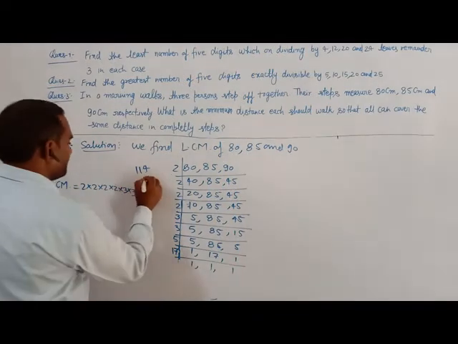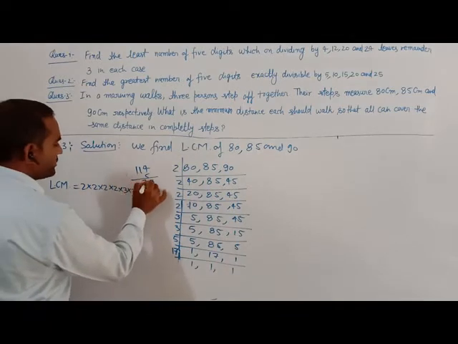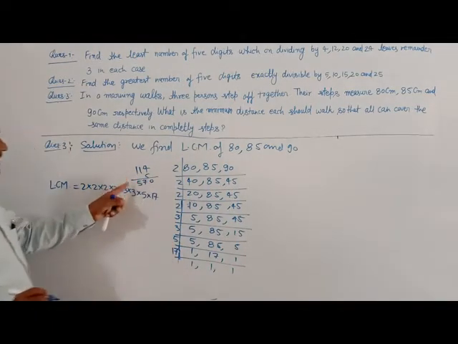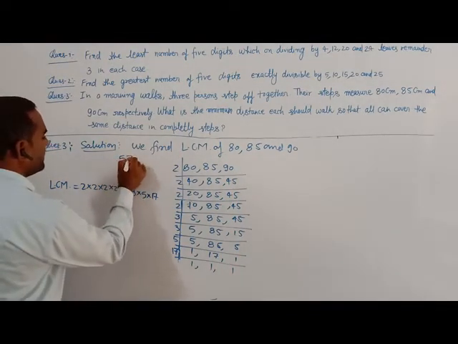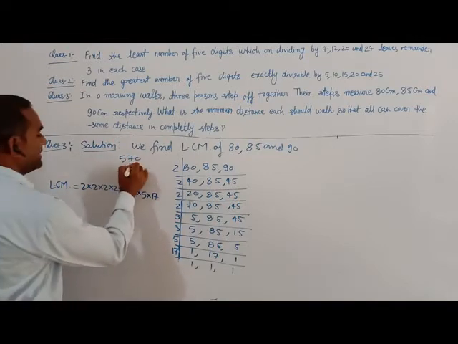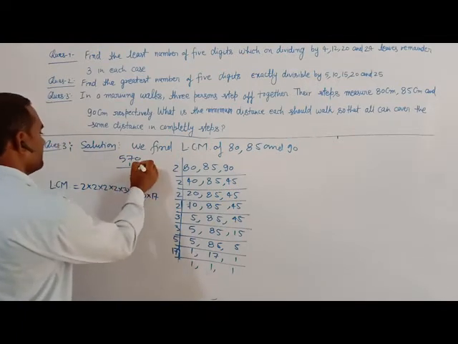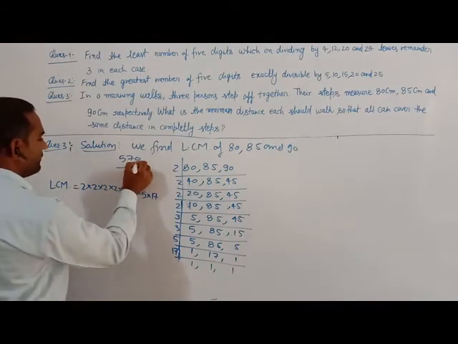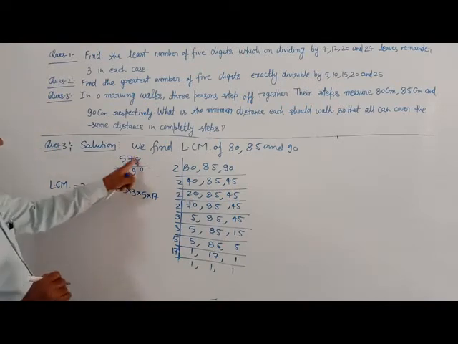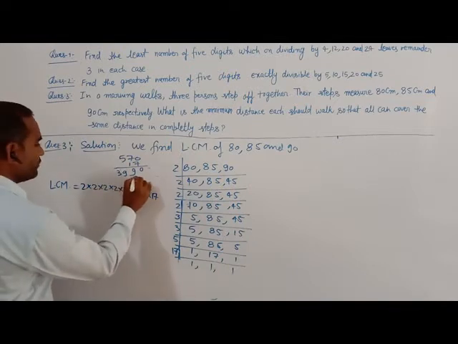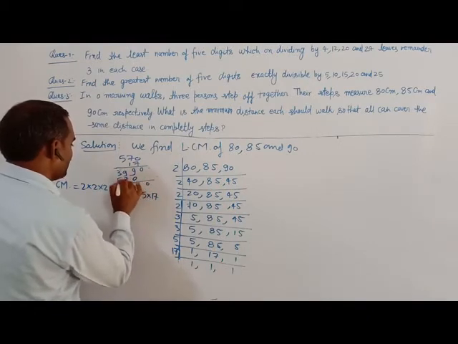Now we multiply by 5: 5 times 144 is 720. Then 720 multiplied by 17.